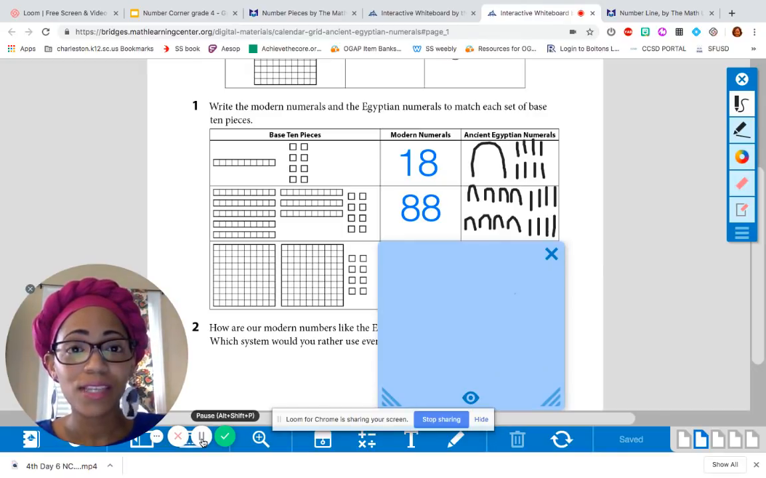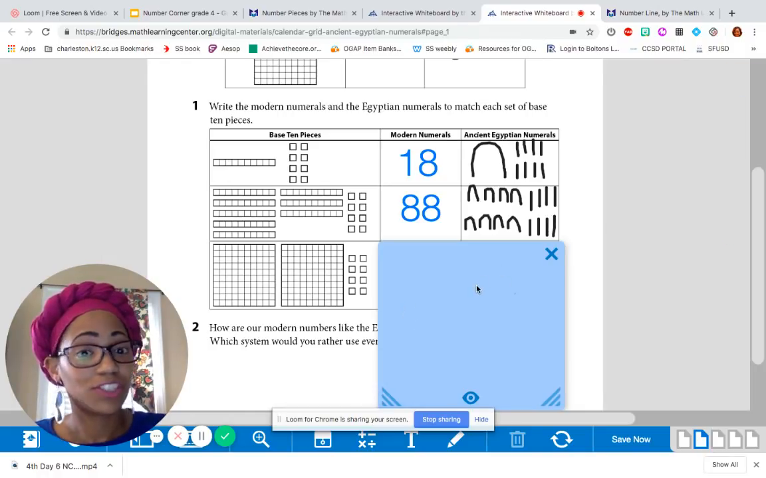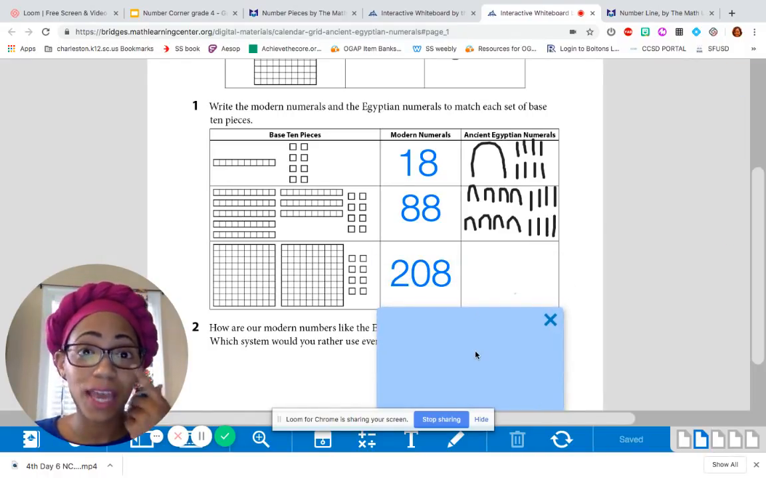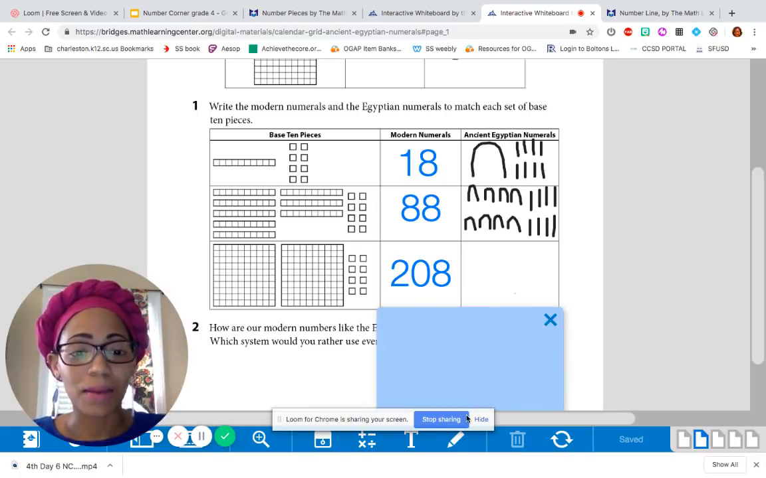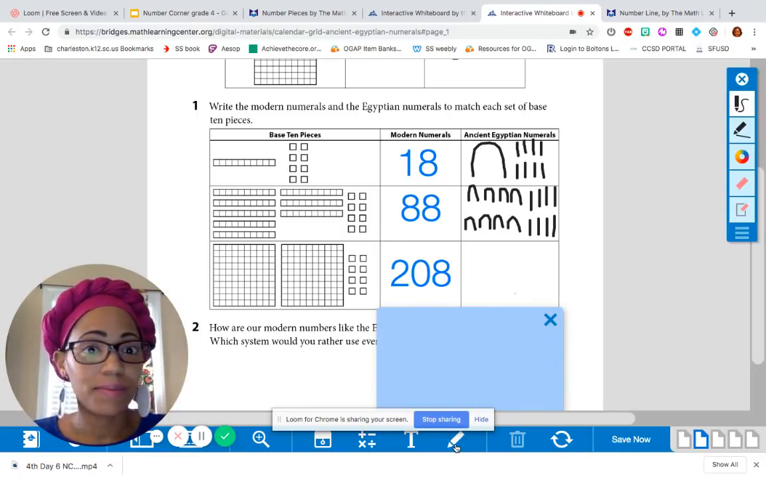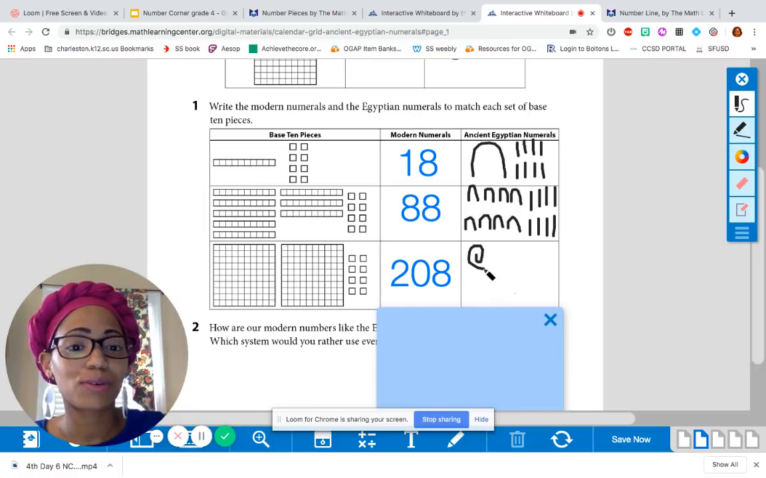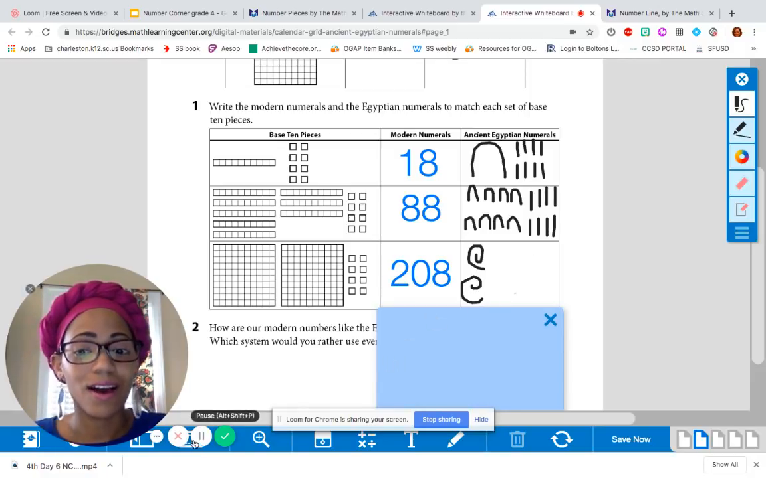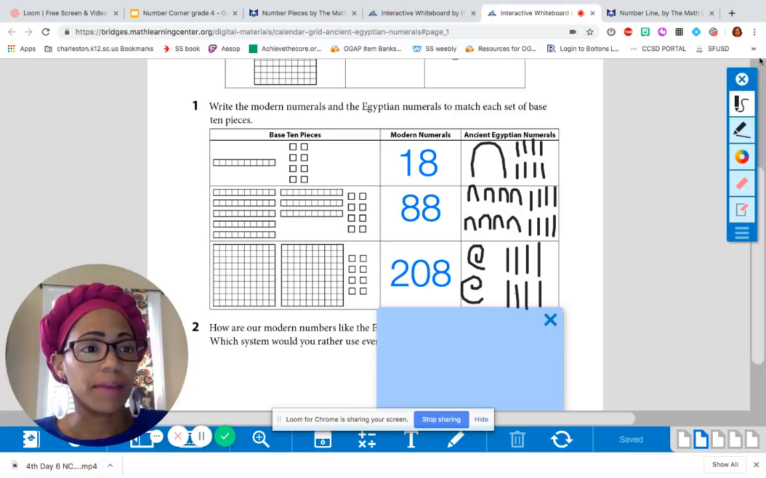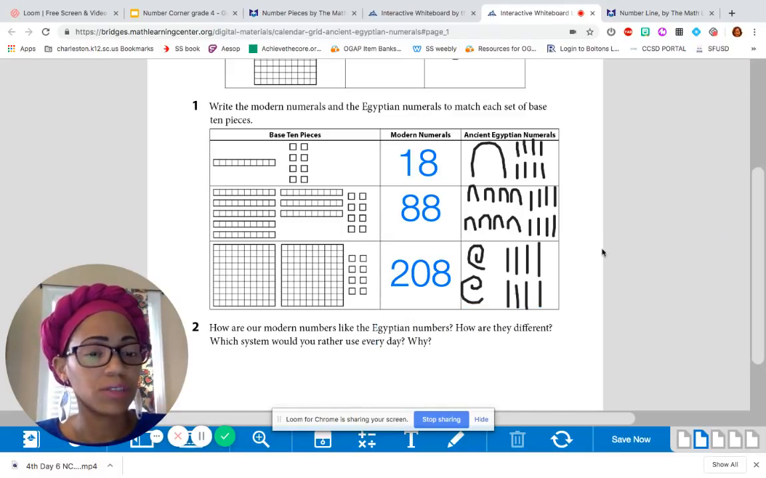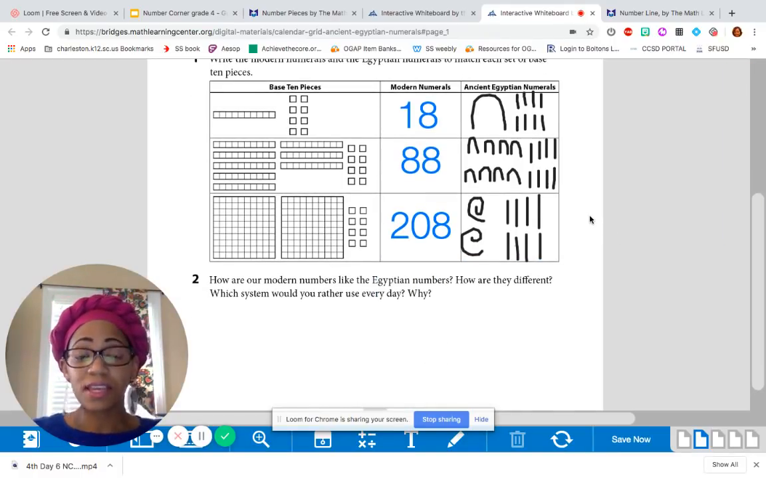Okay, what'd you get for the next one? Let's check. Did you get 208? Good job. Now you just have to draw the ancient Egyptian symbols. This is going to be fun to draw the scroll. Here's my scroll. How many scrolls do we need? Good, we need 2. And how many staff? 8. Awesome.